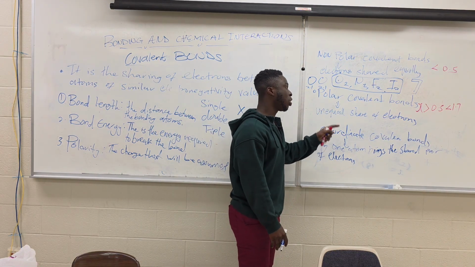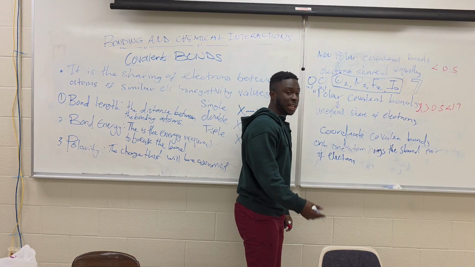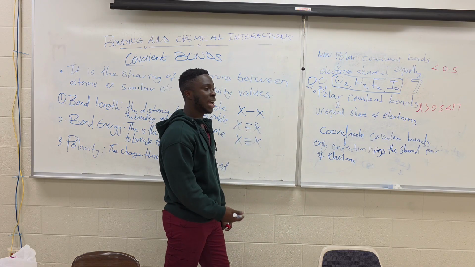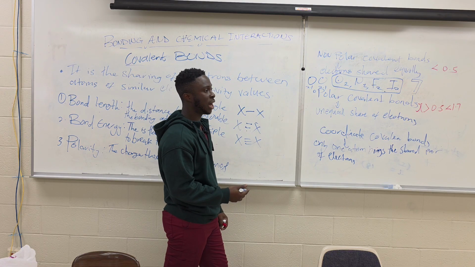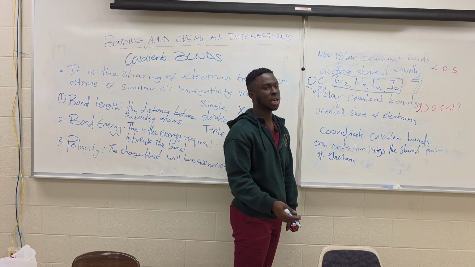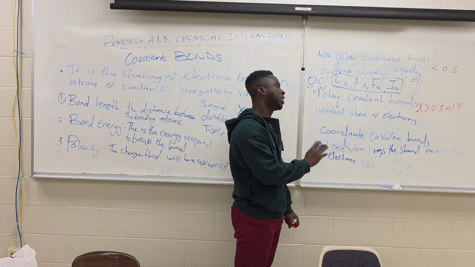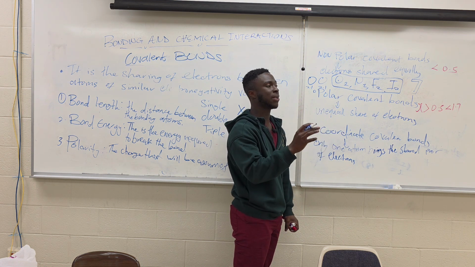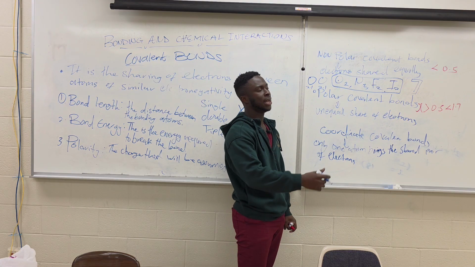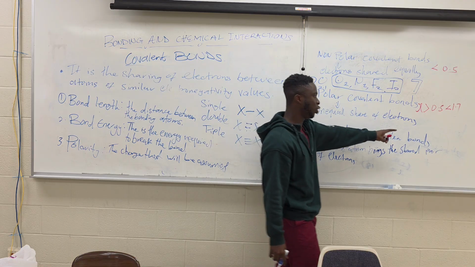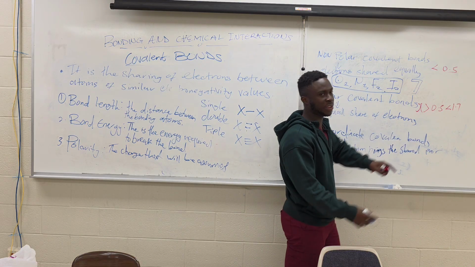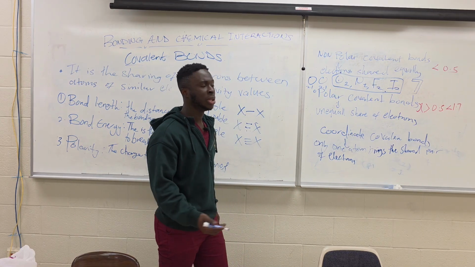Now for polar covalent bonds, the electronegativity difference is between 0.5 and 1.7, and the electrons are unequally shared. So if anything bonds with each other and the difference is less than 1.7 but greater than 0.5, it is polar covalent. And how do you determine polar covalent? We will get there, because sometimes you cannot just memorize the electronegativity values of the elements. You have to figure it out.